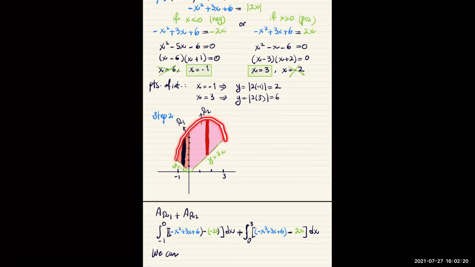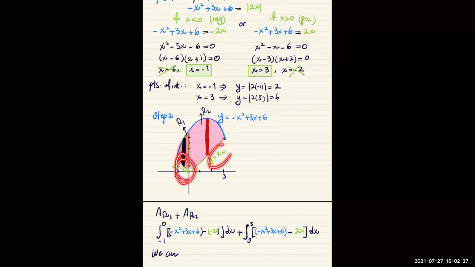This is the graph of y equal to negative x squared plus 3x. Yeah, I thought that was the absolute value one, but no. Yeah, this is the absolute value one. The absolute value of 2x is negative 2x and 2x. This is just a quadratic.